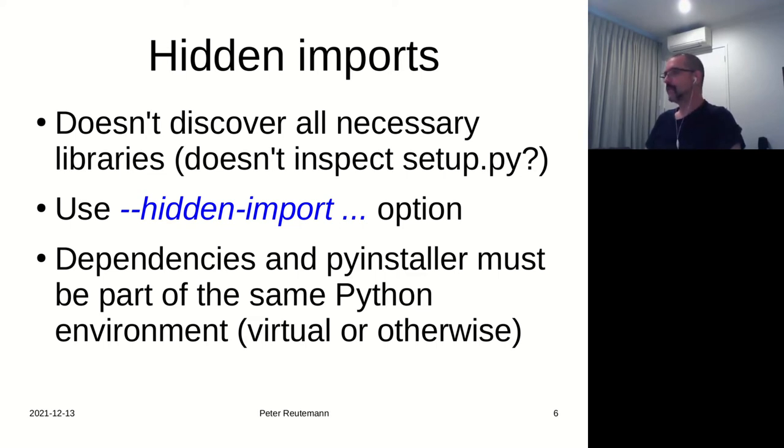So you can use then the --hidden-import command line option to supply other things, like if you have NumPy or other things, you can list them all there, or you can supply them once you've generated things in the spec file as well and list them there.